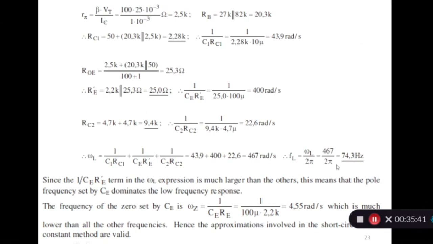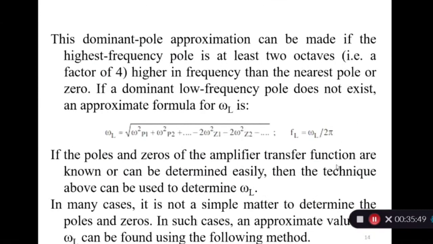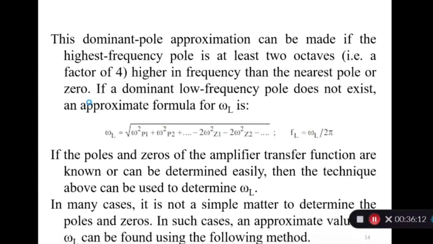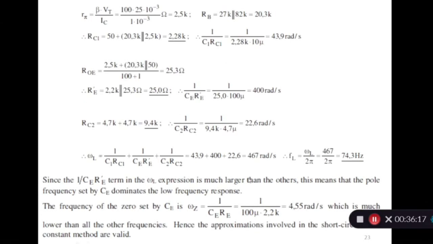So this FL is the main analysis for today's lecture. Where is the FL in the circuit? In the graph it is here, FL. So today's lecture is devoted to calculating the FL here. Why am I calculating this FL? Because there are so many values lower than FL, but we are interested in that low frequency response which is close to the midband. This is the midband. So we are interested in calculating the FL. So using this process we can calculate the FL here.